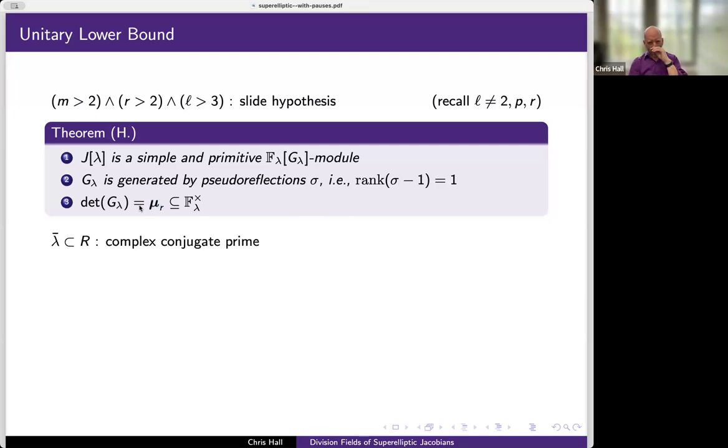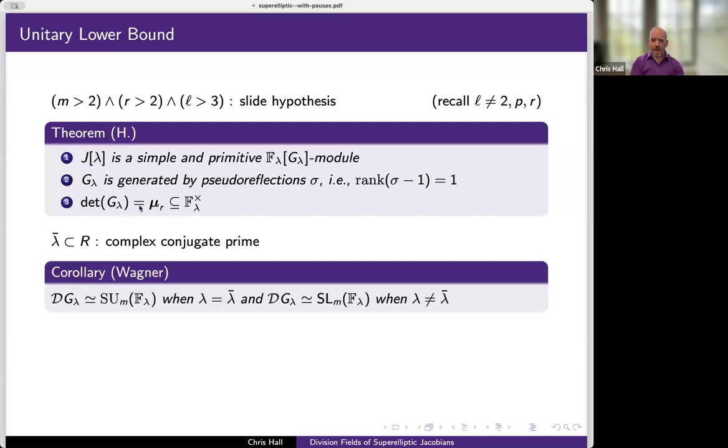Okay, now I need one small piece of notation. I've got my prime lambda. I've also got a complex conjugate prime. And this is really, I'm thinking about Q adjoin mu R as a Galois extension of Q. I have a well-defined automorphism, which is complex conjugation. Concretely, it takes any root of unity zeta to zeta inverse. Okay, and then do that for everything in the ring.